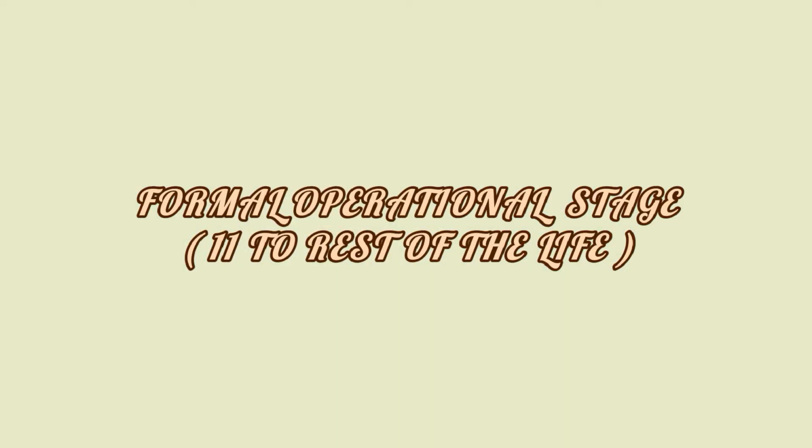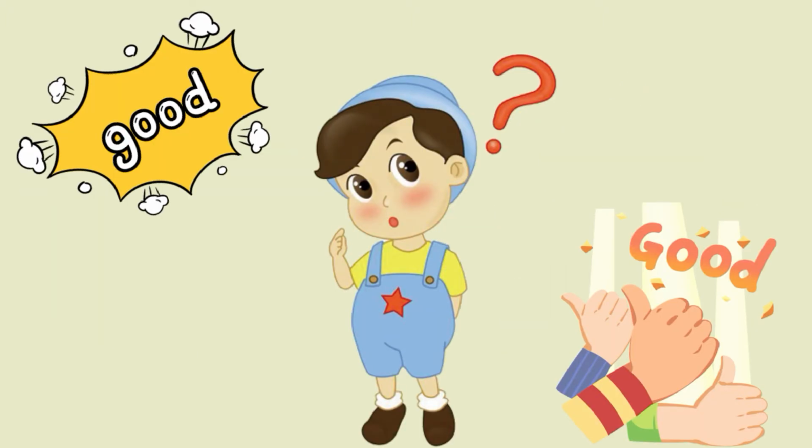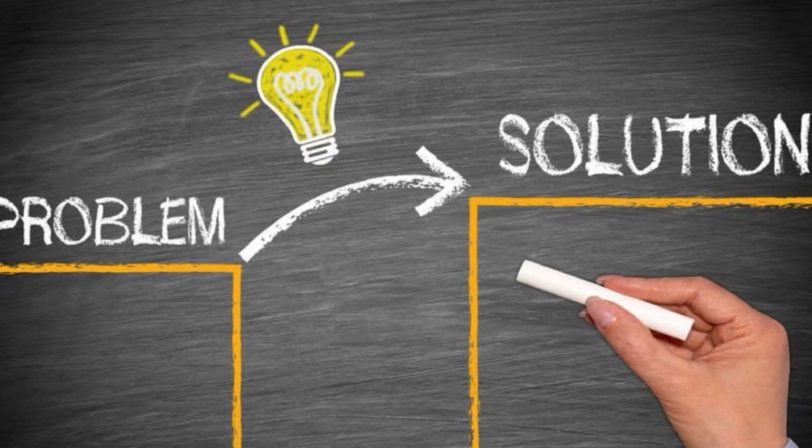Formal operational stage, 11 to the rest of life. Children and teenagers can now apply logic to abstract ideas and think through problems more efficiently. They can think through many perspectives and find ways to solve the problem.